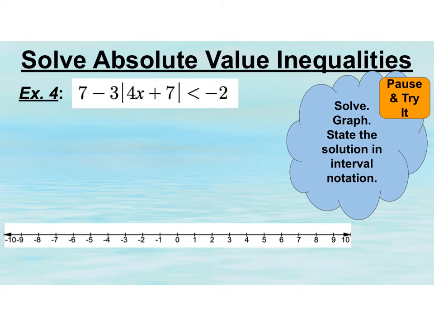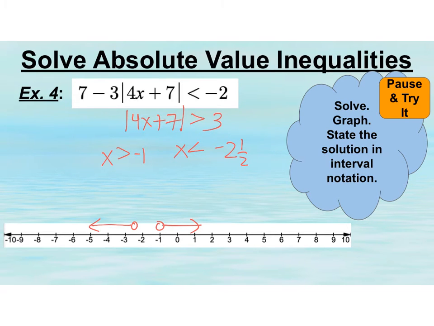So you should get it to the absolute value of 4x plus 7 is greater than 3, because you should have flipped along the way. And then you get x greater than -1 and x less than -2.5. These are both going to be open circles.